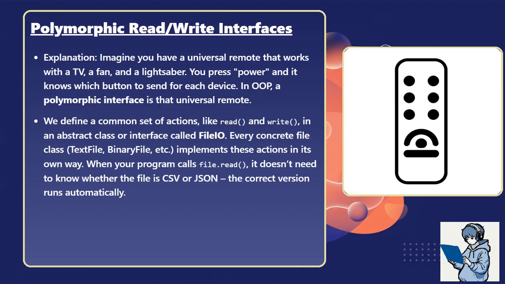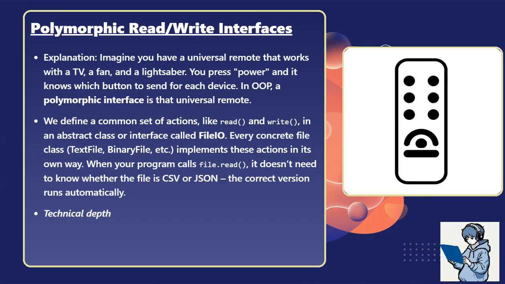We define a common set of actions, like read and write, in an abstract class or interface called FileIO. Every concrete file class, such as TextFile or BinaryFile, implements these actions in its own way. When your program calls file.read, it does not need to know whether the file is CSV or JSON. The correct version runs automatically.